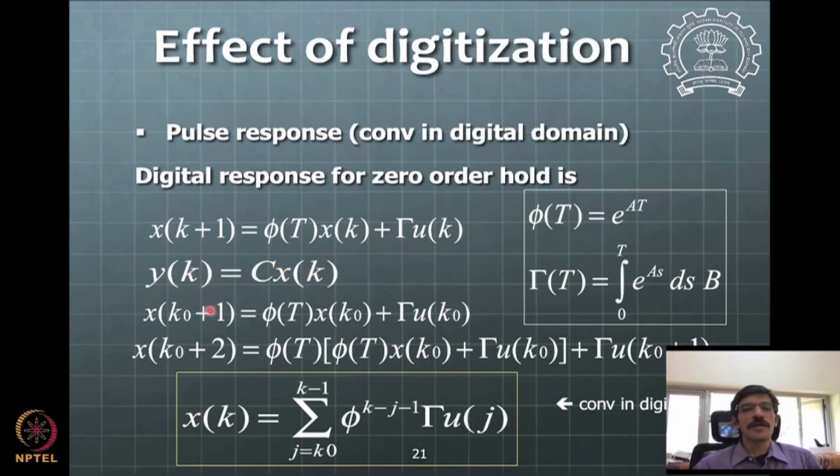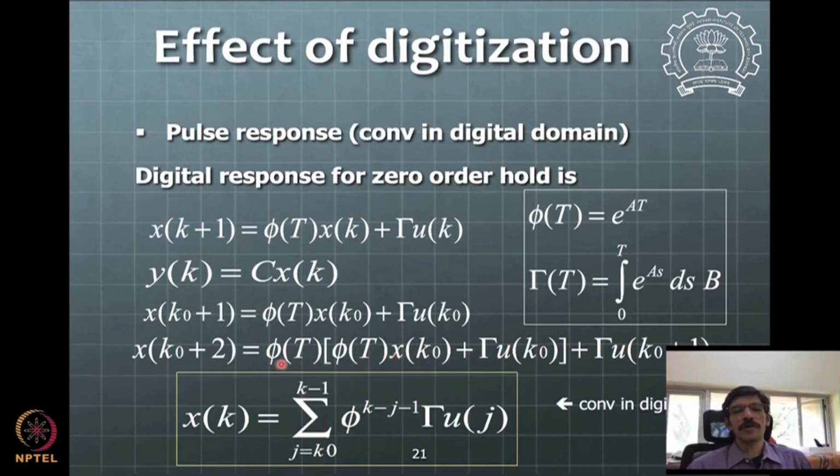And now one can iterate this further. Say we start at the same state k0, then x of k0 plus 1 will be phi x of k0 plus psi u of k0. Then x of k0 plus 2 will be similar: we substitute for x of k0 plus 1 here, and you get this kind of a function again, and you collect these terms in general for starting from k0. Okay, so k0 is equal to 0 to k, so this will become some kind of a summation.